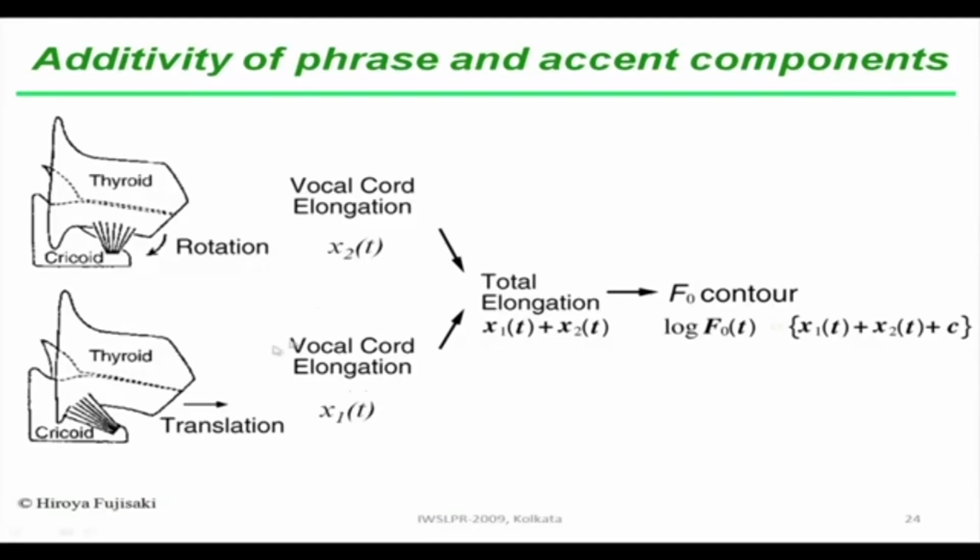this rotation and translation can change the f0, and then how this will be used in prosody or in the continuous movement of the f0, is an important factor. So, how is it used? Rotation provides a component x2t and translation provides a component x1t. So, the total change is x1t plus x2t, which is in the log f0 contour. So, this is additive in the log f0 contour. x1t and x2t are added and that changes the log f0; it is additive.